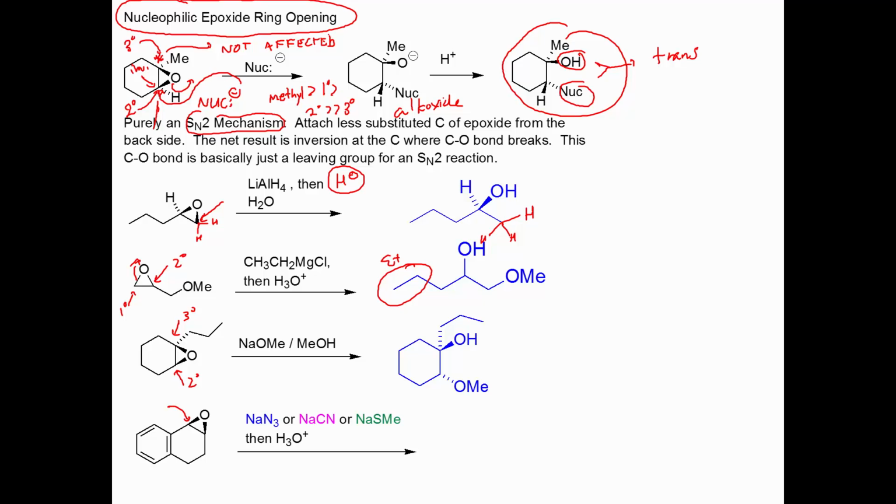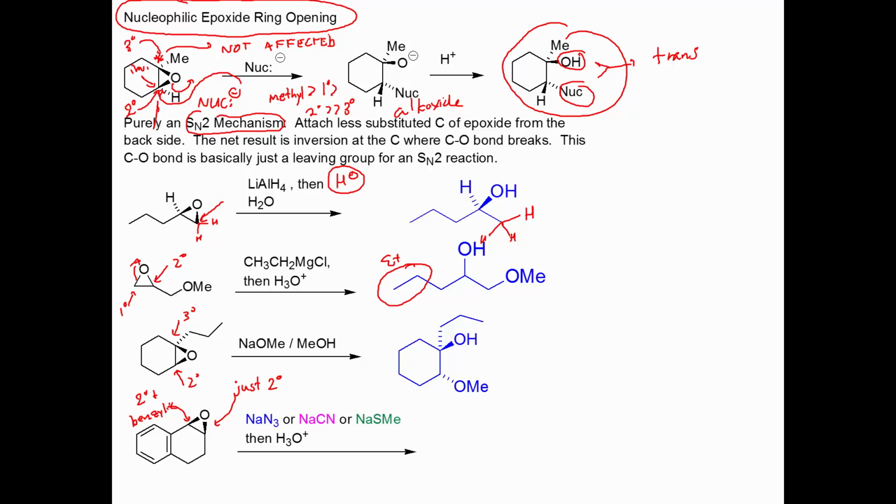Okay, and this last one is going to be a little bit harder because both sides are secondary. This is secondary and benzylic. This carbon is just secondary. So remember that benzylic systems are actually activated for the SN2 reaction as well.